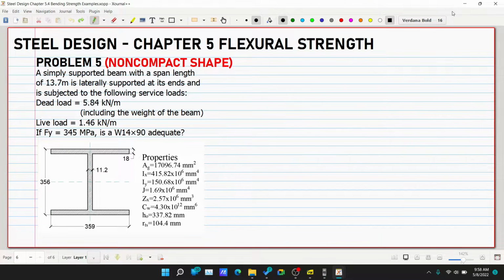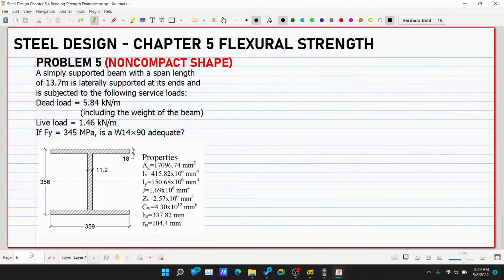Which is our problem number 5 for non-compact shape. A simply supported beam with a span length of 13.7 meters is laterally supported at its ends and is subjected to the following service loads. The dead load is equivalent to 5.84 kN per meter, which includes the weight of the beam, and the live load is equivalent to 1.46 kN per meter. If Fy is equivalent to 345 megapascal, is a W14 by 90 adequate?